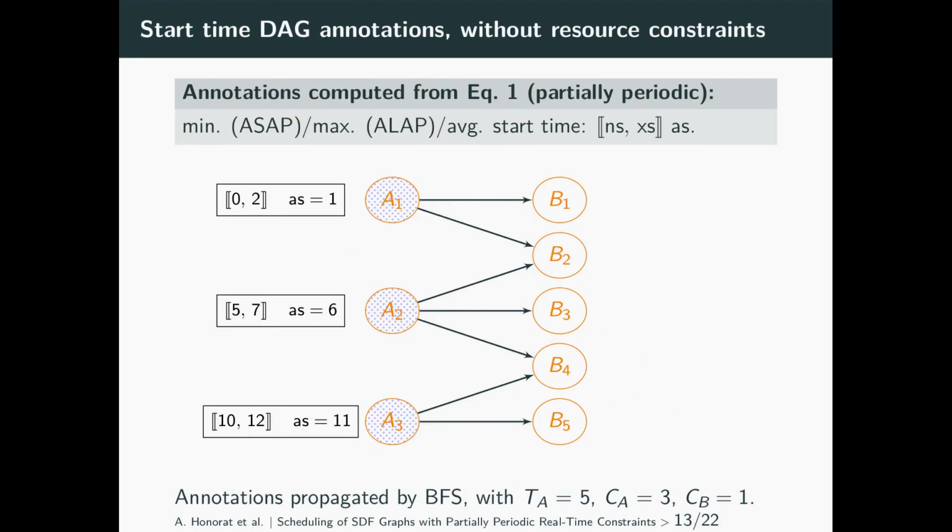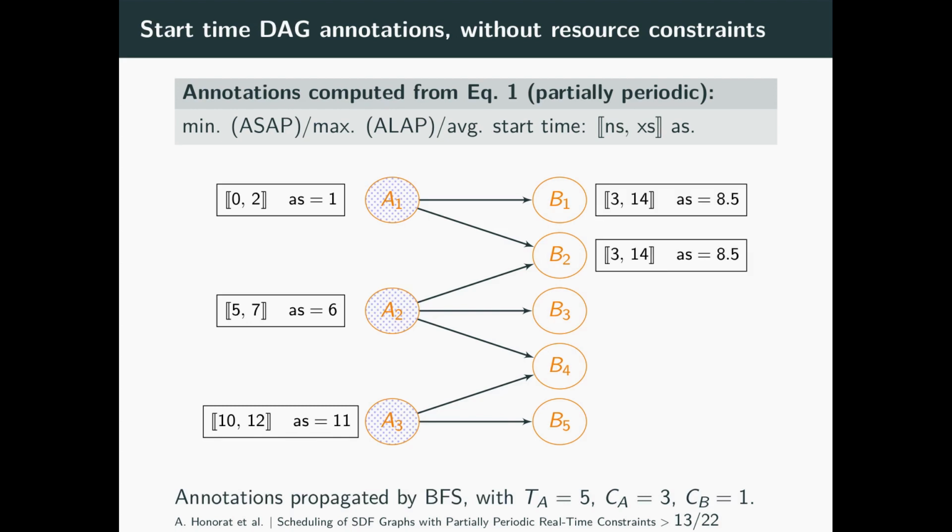However, we need to reattach the partially periodic constraints. We know a start time interval for each firing of a periodic actor. It is computed from equation 1. As all firings must end before the graph period, we can also compute a start time interval for all actors, thanks to a breadth first search graph traversal. The bounds of start time intervals correspond to as soon as possible and as late as possible scheduling, without resource constraints.